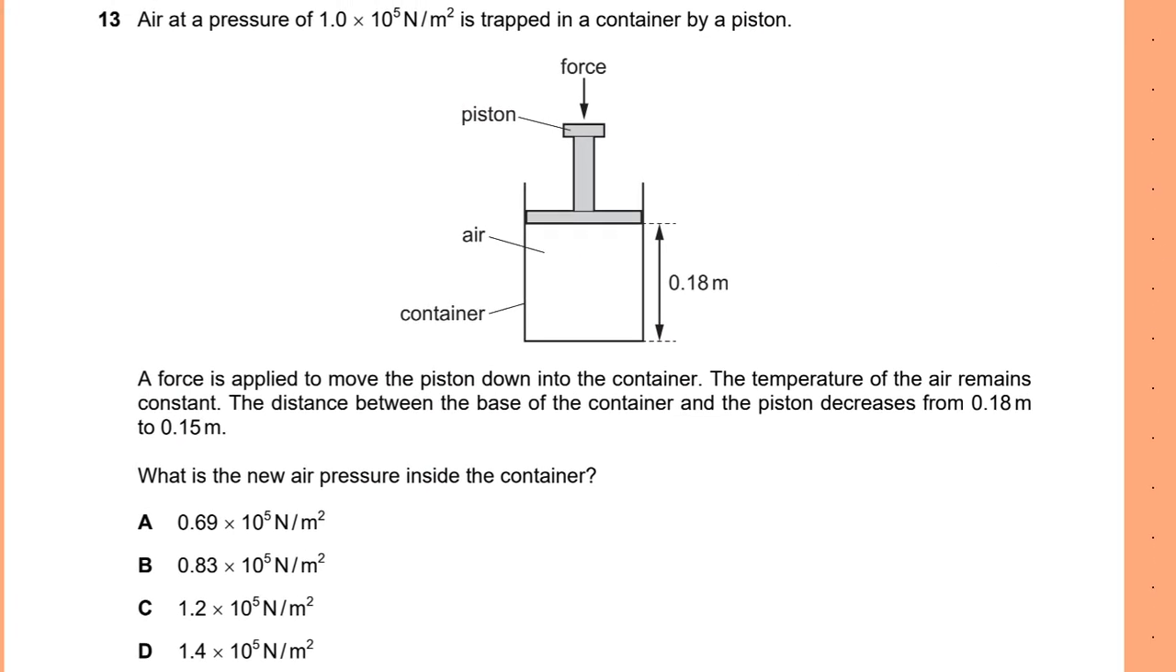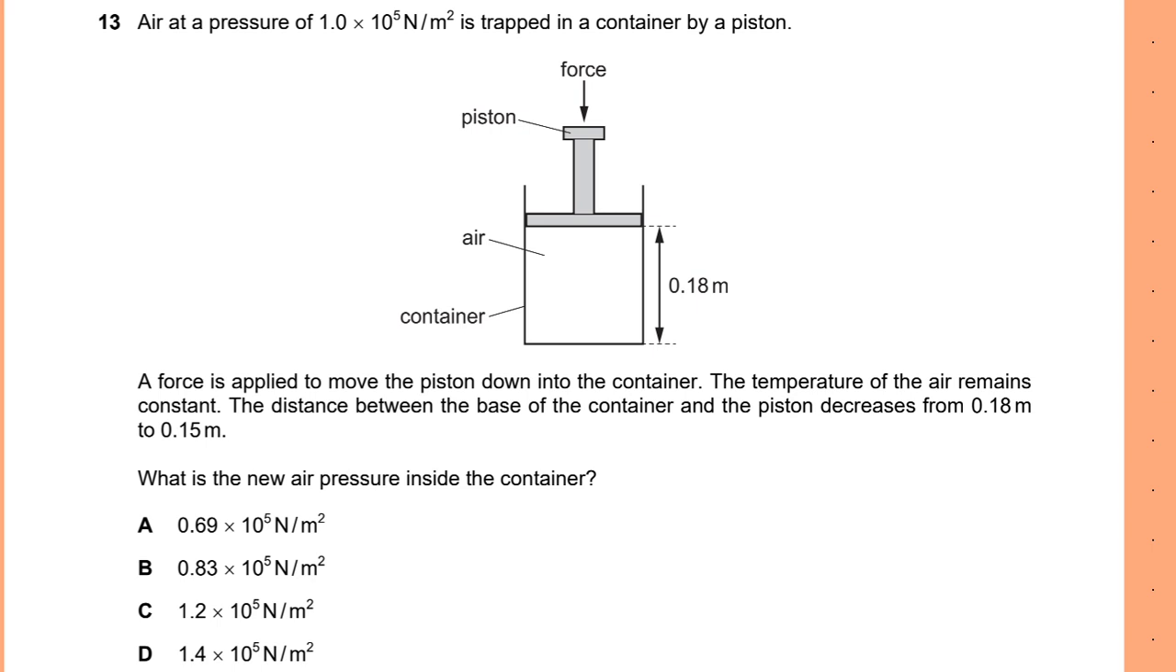13. Air at a pressure of 1 times 10 to the 5 Newton per meter square, which is just another unit for pascals, is trapped in a container by a piston. A force is applied to move the piston down into the container. Temperature remains constant. Again, this is your hint that you have to use the inverse proportion between pressure and volume.